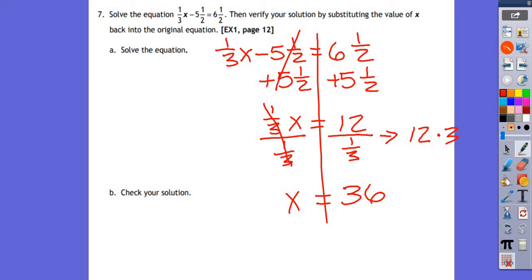Well, yeah. Okay, I remember I can always check my work by plugging this back in, which is kind of ugly. 36 times 1 divided by 3 is 12. 12 minus 5.5 is 6.5. So I got it right.